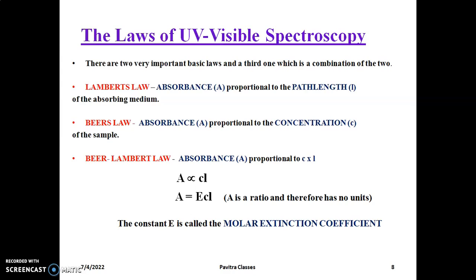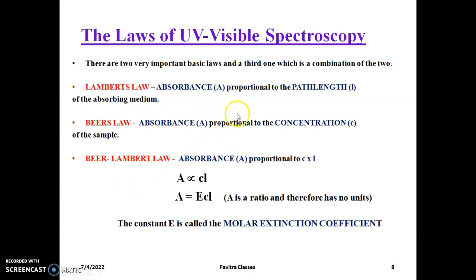So what it states in general: Lambert's law says the sample absorbance is directly proportional to the path length of the absorbing medium. Beer's law states that when incident light falls on the sample, the absorbance of the sample is directly proportional to the concentration of the sample. By combining these two laws, the Beer-Lambert law states that the absorbance of a particular sample is directly proportional to the concentration as well as the path length.